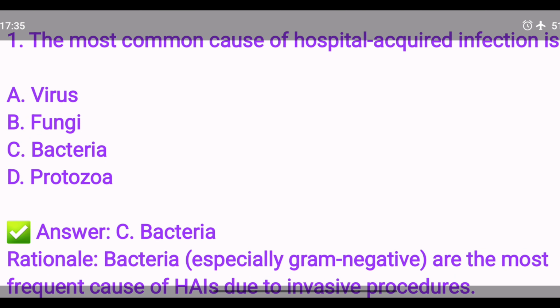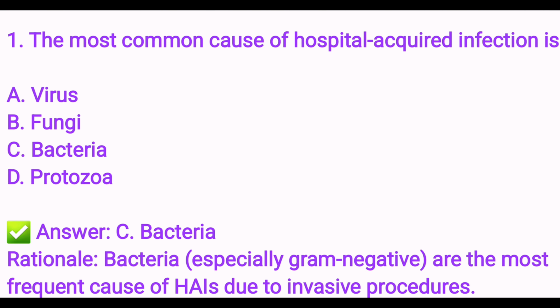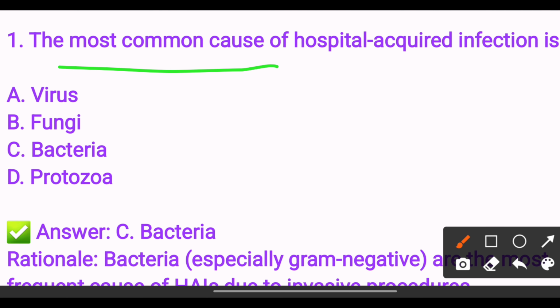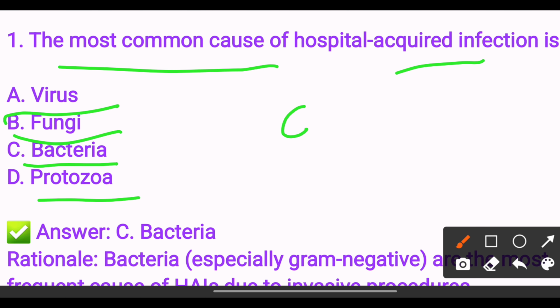Today we will discuss the most important MCQs for all nursing exams. Let's start. The most common cause of hospital acquired infection is: option A virus, option B fungi, option C bacteria, option D protozoa. The answer is option C, bacteria. Bacteria is the most common cause of hospital acquired infection.